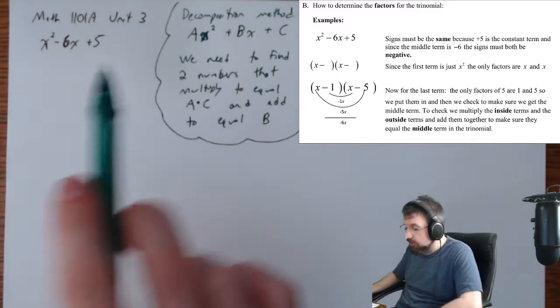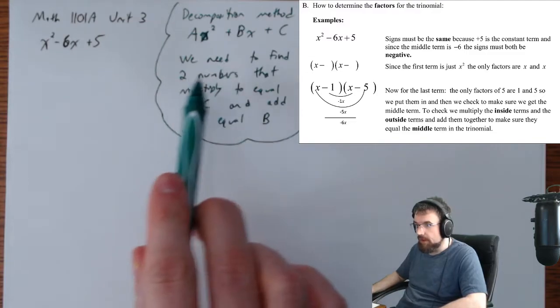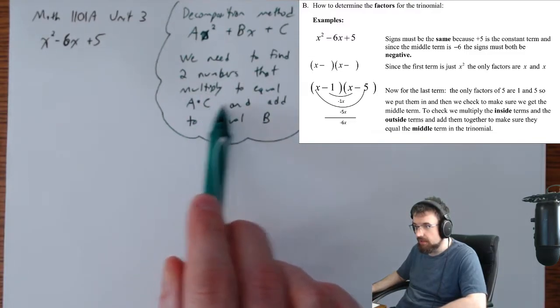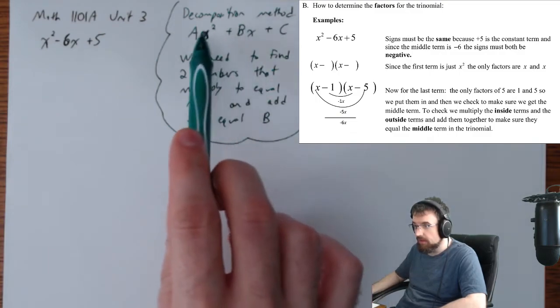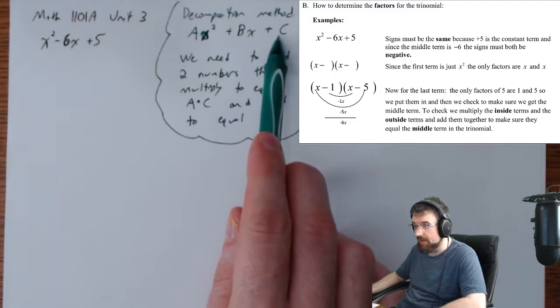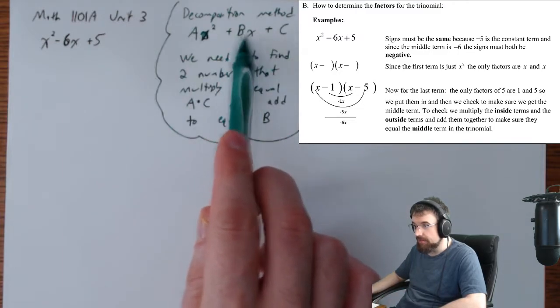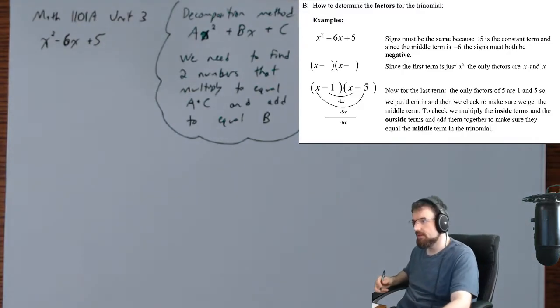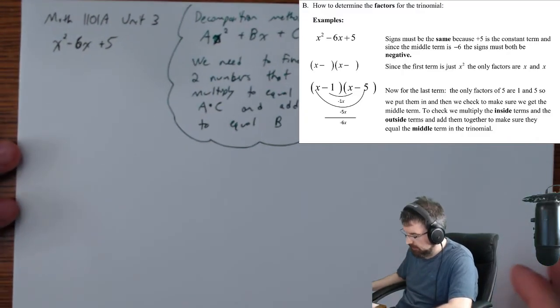Right? But to do the decomposition method, we need to find two numbers that multiply to equal a times c, and that add to equal b. So it multiplies to be the same as this number multiplied by that number, and they add to be the same as this number. Now, if that doesn't make sense right away, don't worry about it. It'll make more sense in a second.